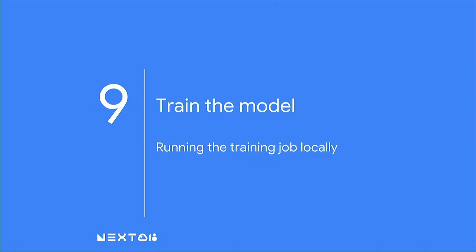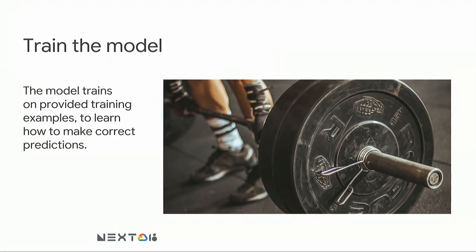OK, training the model. First, we're going to look at how to train the model locally. So the model will be training on examples we feed it, and with some number of examples on which it trains, hopefully it will learn how to make correct predictions. That's how supervised learning works.